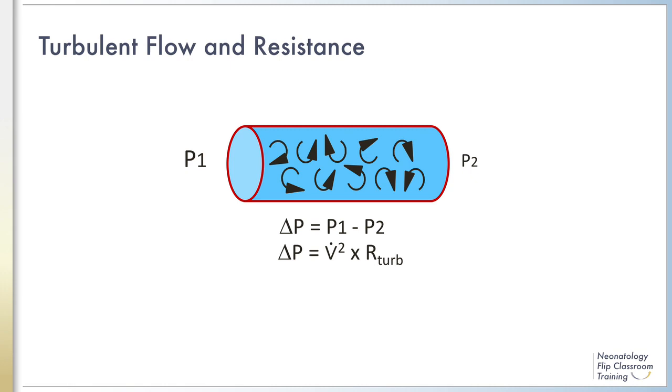Unlike in laminar flow, density is an important determinant of resistance. An increase in gas density increases resistance and the driving pressure in turbulent flow. Despite the difference, resistance in turbulent flow remains directly proportional to length of the tube and inversely proportional to the radius. The complete calculation of resistance in the setting of turbulence is complex and outside the scope of this presentation.